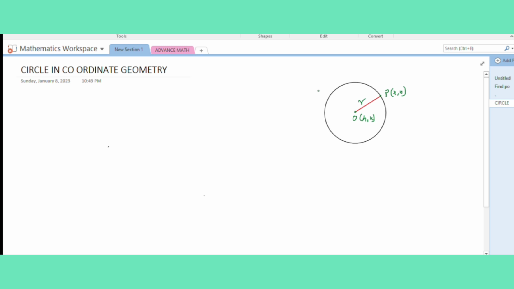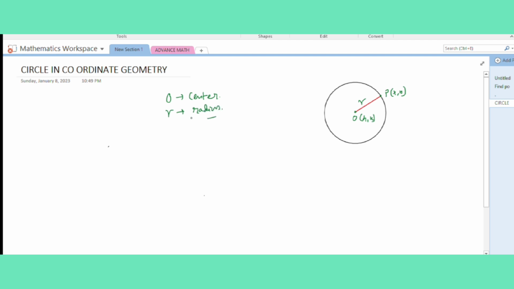Now this is a set of all points in a plane which are at constant distance from a fixed point O. So this point P is moving by keeping the constant distance with the point O. That constant distance is nothing but r. Now O is the center here, and r is the radius. O having the coordinate h, k, and r is the radius.